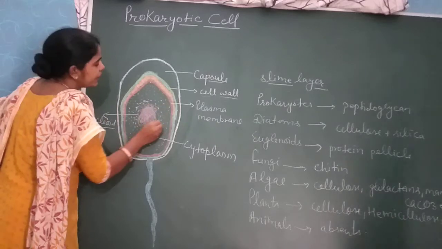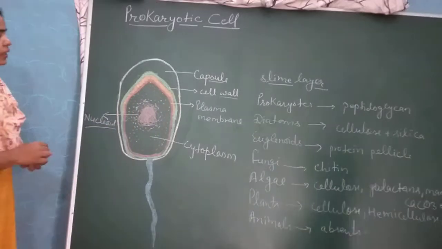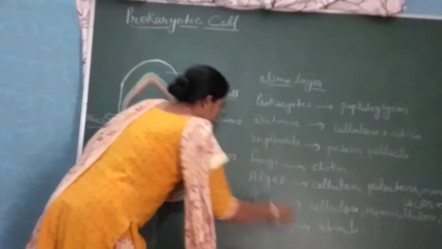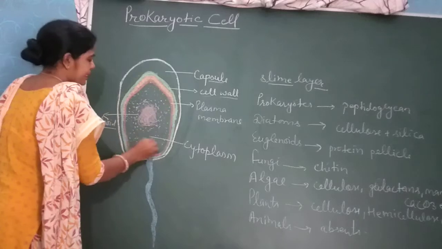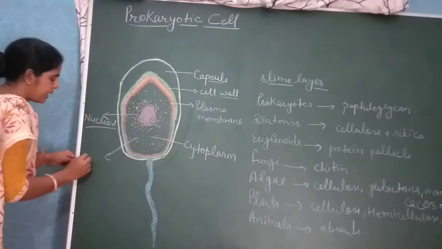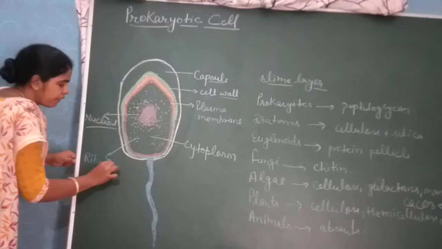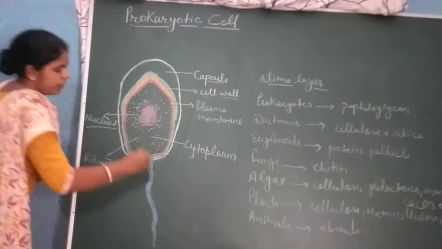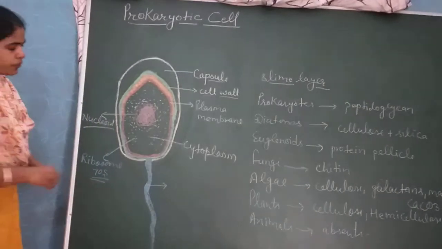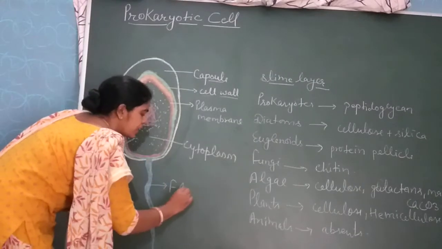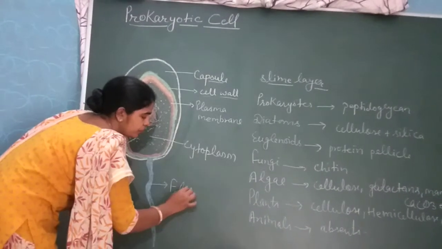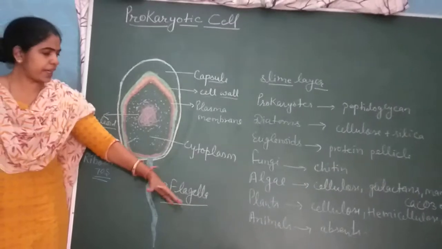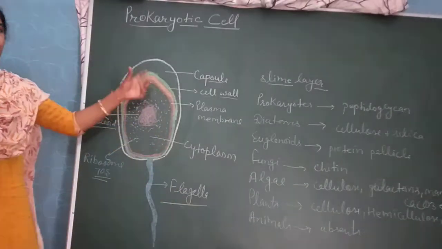The cytoplasm is a little denser than other regions, and some smaller organelles without membranes, like ribosomes, are also present in the prokaryotic cell, and these ribosomes are the 70S type. And this outermost structure is the flagella, which helps in the movement of the cell. When this flagella moves, it acts like a whip and helps in the movement of the cell.